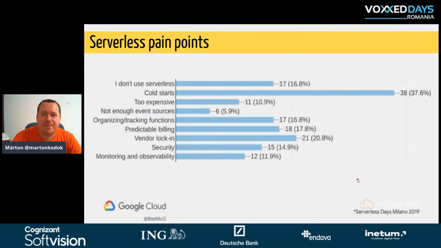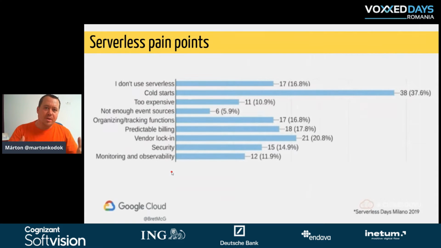At a previous serverless conference, in Milano in 2019, there was a Q&A for the audience, and these were the results. What we need to observe here is that cold starts are one of the most voted pain points of serverless, and another is vendor lock-in, so you may go serverless on one cloud vendor and not the other. Also, predictable billing and tracing across functions are other pain points.